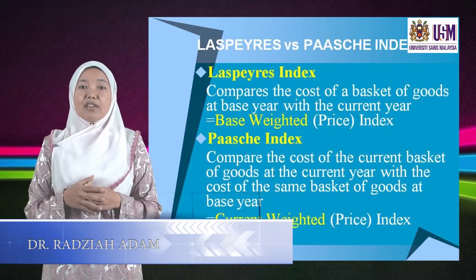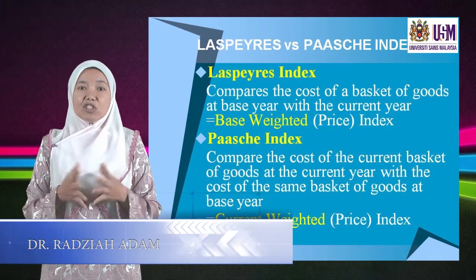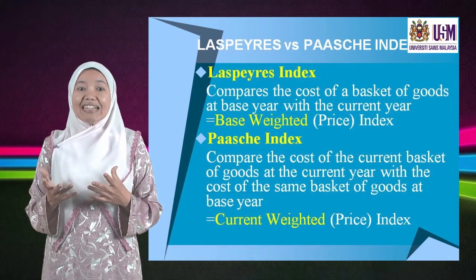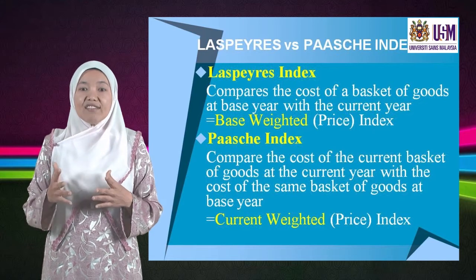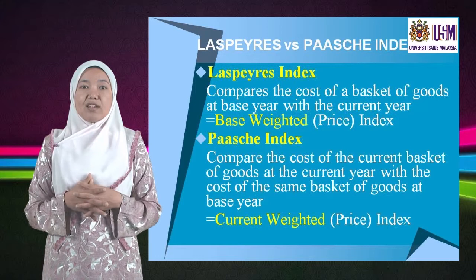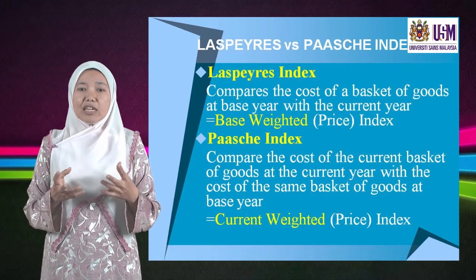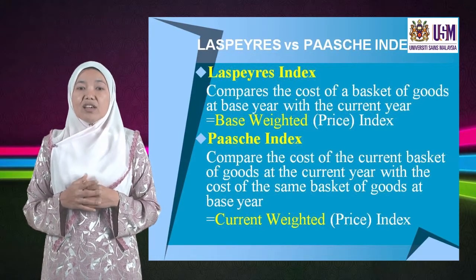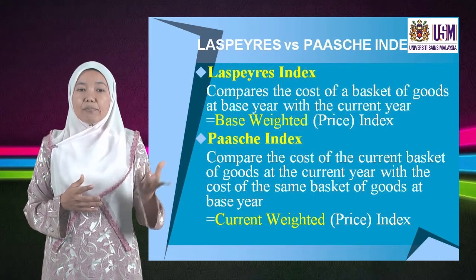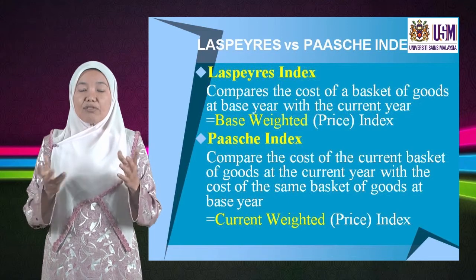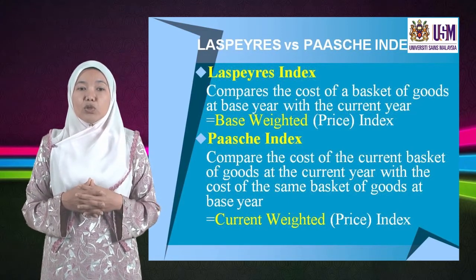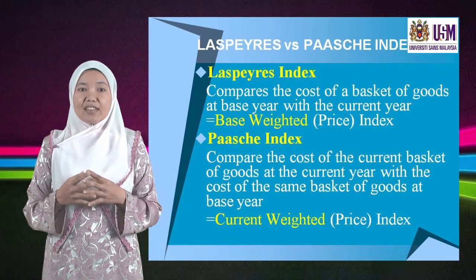The second type of index is what we call the Paasche index. The Paasche index is used to compare the cost of the current basket of goods at the current year with the cost of the same basket of goods at the base year. So we are talking about the current basket of goods, the price now, and comparing it with the previous year or base year prices of the current basket of goods. So the Paasche index is also known as the current weighted index.